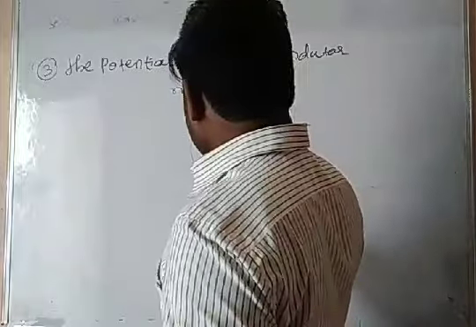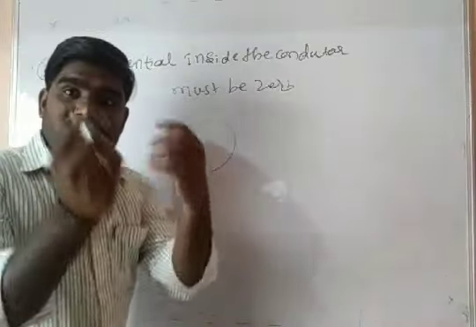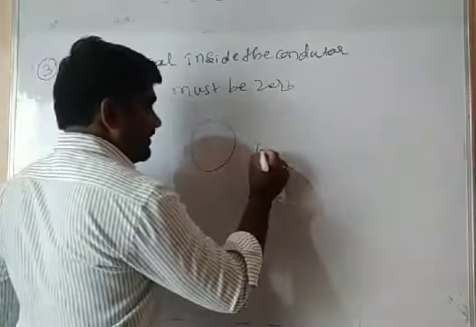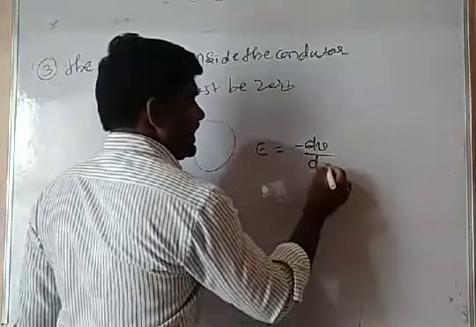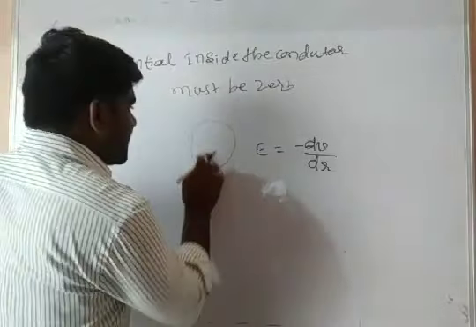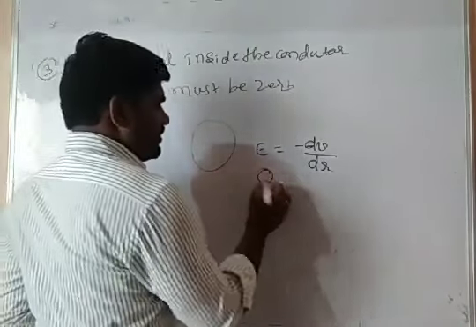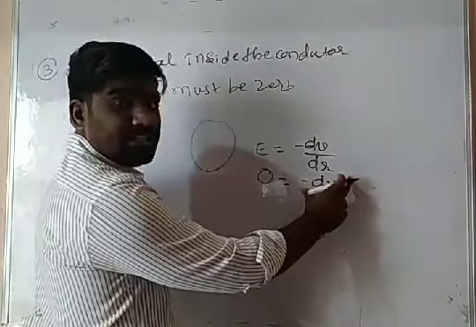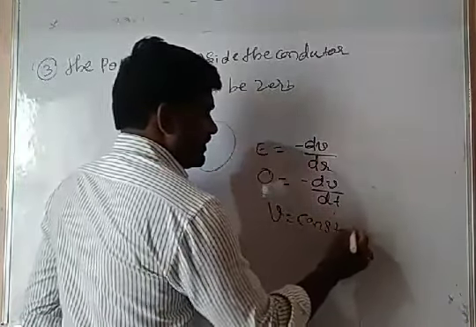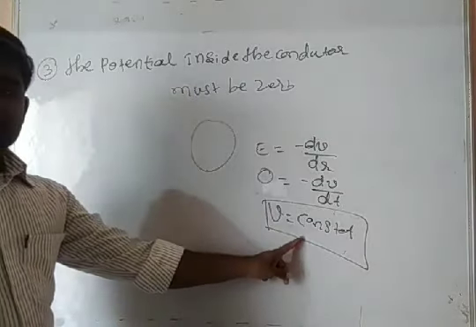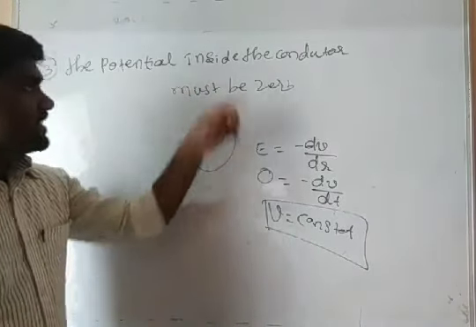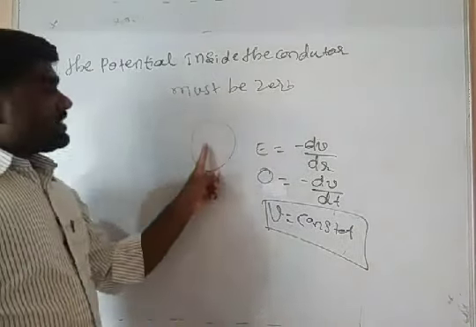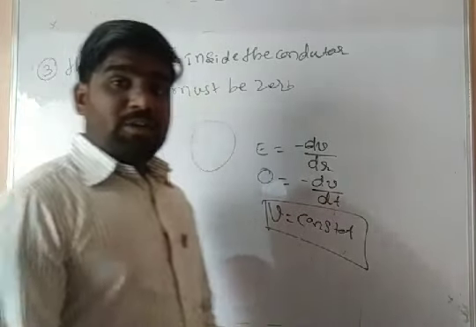See here, it is your conductor. Inside the conductor the electric field is zero, so the potential must be zero. We derived an equation, E equals minus dV by dr. The electric field must be zero, so zero equals minus dV by dr. Integrating it, what do we get? V is equal to a constant. After integrating, V must be constant in the interior of the conductor. So the potential in the interior of the conductor must be zero.